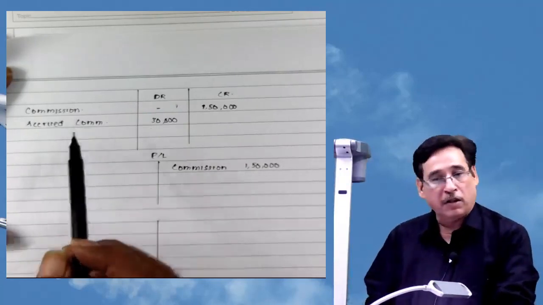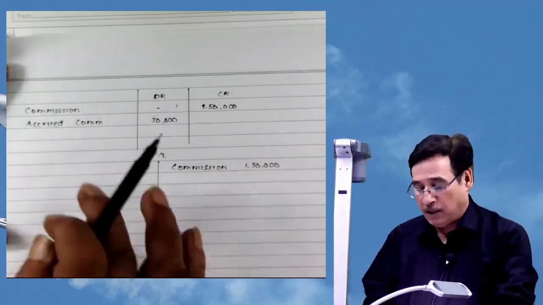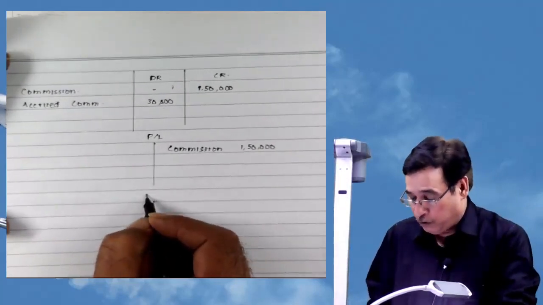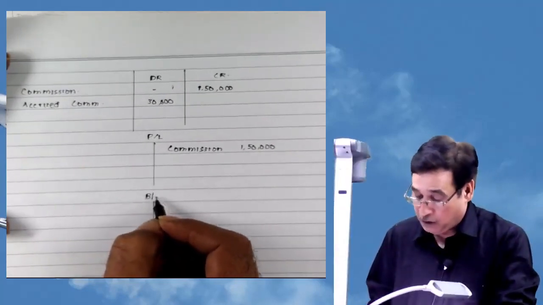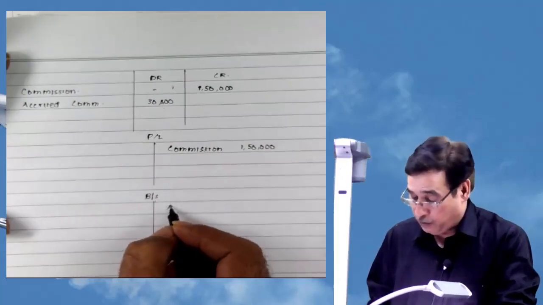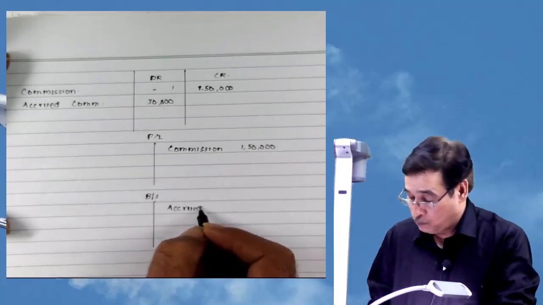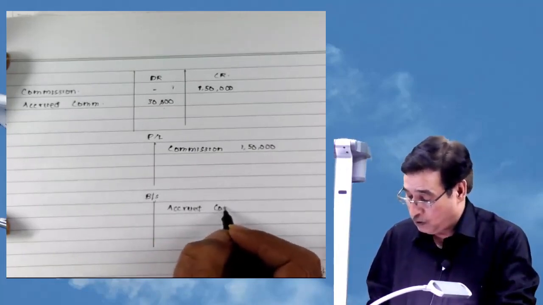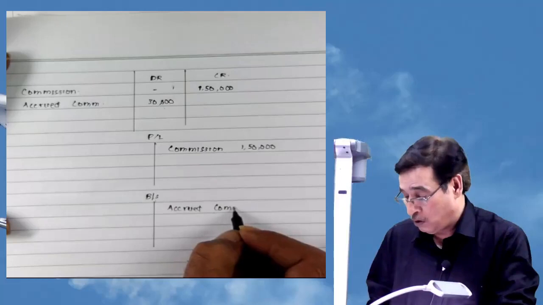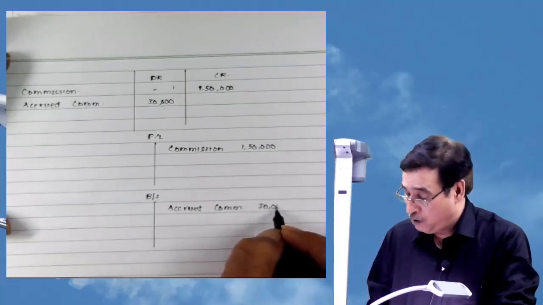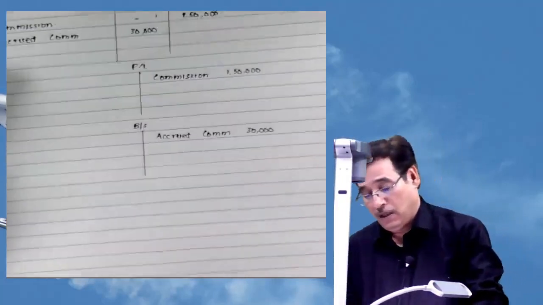Because accrued commission is given in the trial, its effect has already been incorporated. No further treatment is needed. All you need to do is post it to the asset side. So you move over to the asset side, the balance sheet part, and right over there, accrued commission, $30,000.